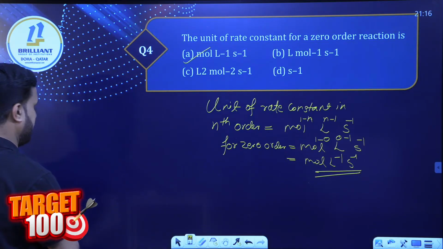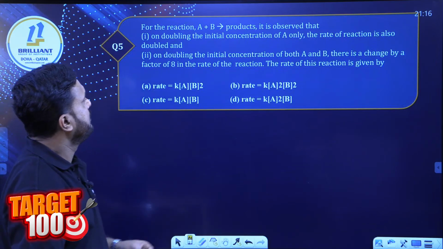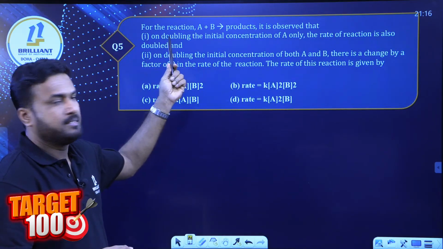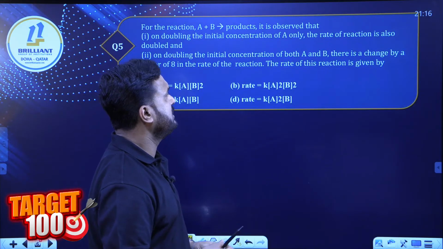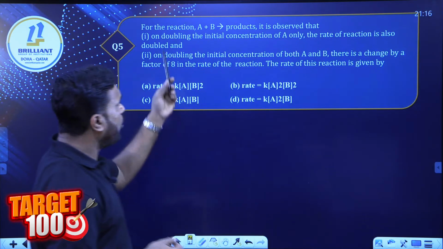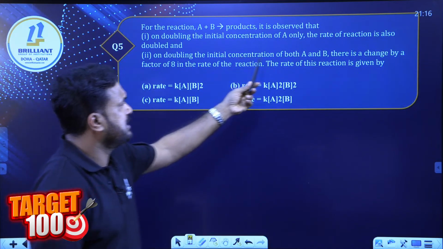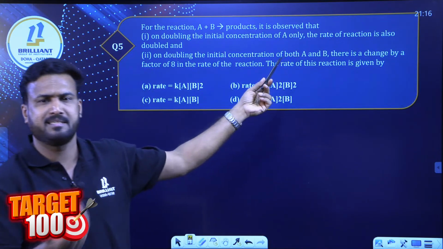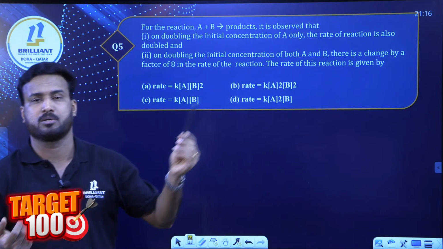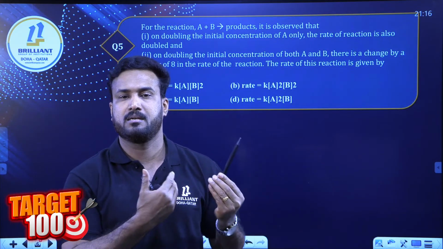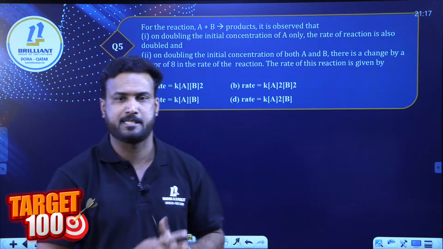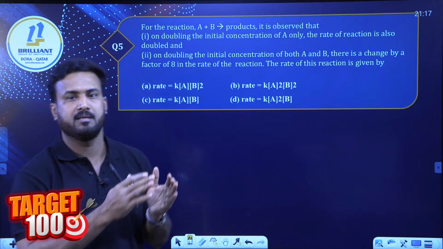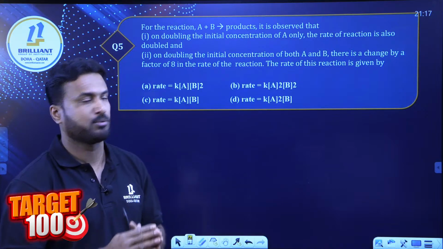So question number 5. See, the question is, for the reaction A plus B gives products, it is observed that on doubling the initial concentration of A only, it's another type, a rate law based question, not the same as the previous one, it's a different one. This type of question you can also expect. It's NCERT based, your reader based question.